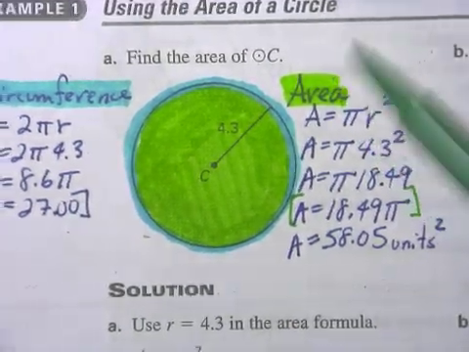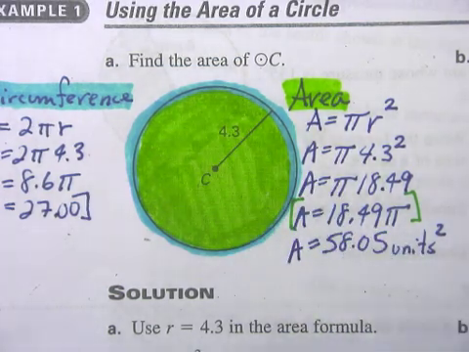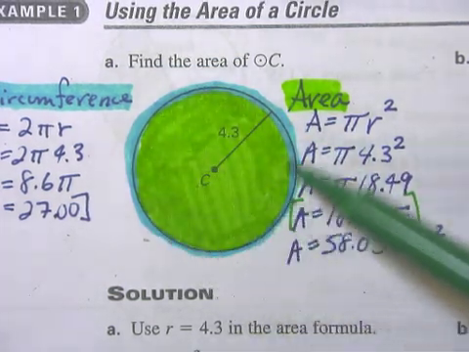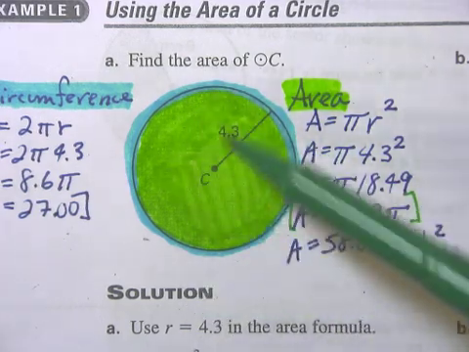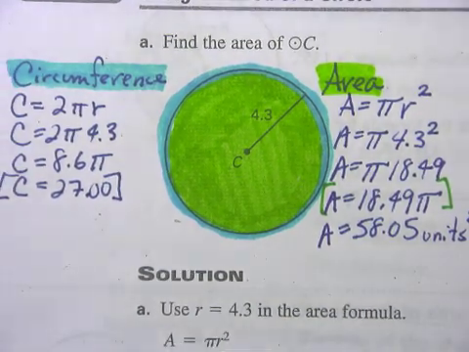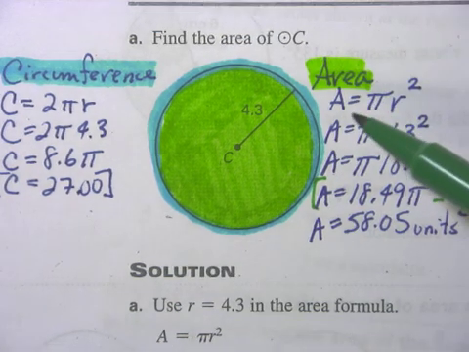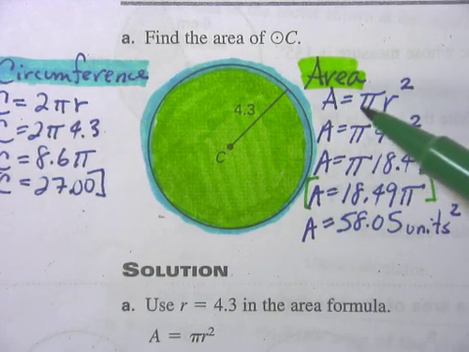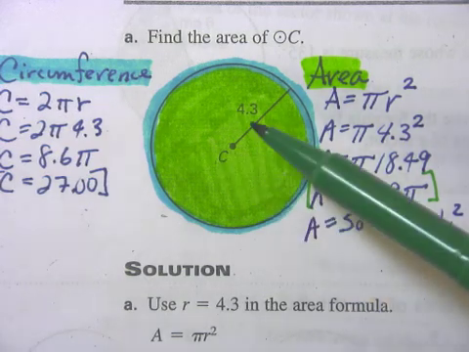Okay. Well, the area of a circle is in reference to all of the space inside of the circle. Where the circumference is just the edge, the area is all of the space inside of the circle. And there's a formula for that. Again, it's not a formula that you have to memorize because it's on your reference sheet, but it's pretty handy to know what it is off the top of your head. The area of a circle, A, is equal to pi times the radius squared, to the second power.